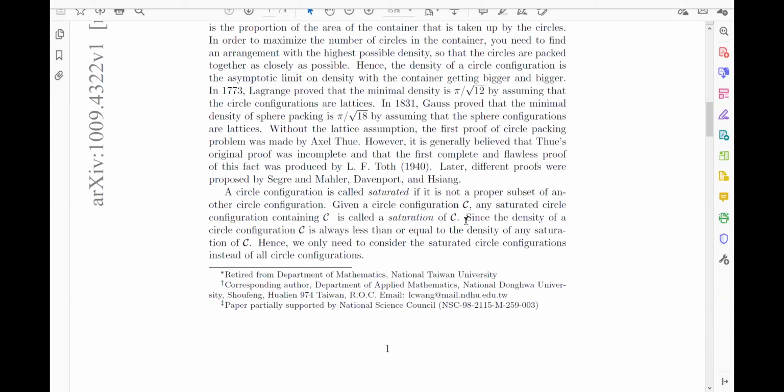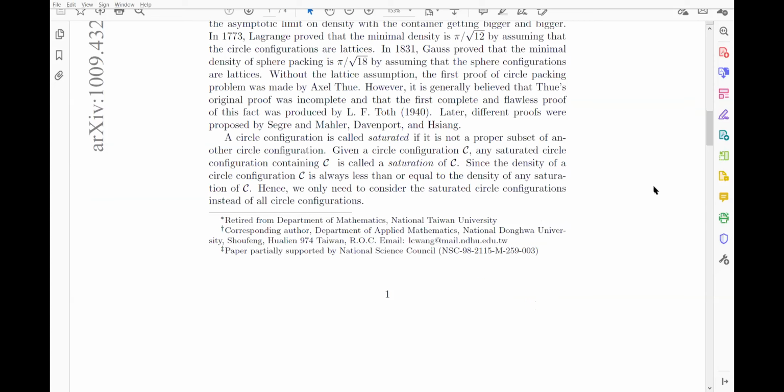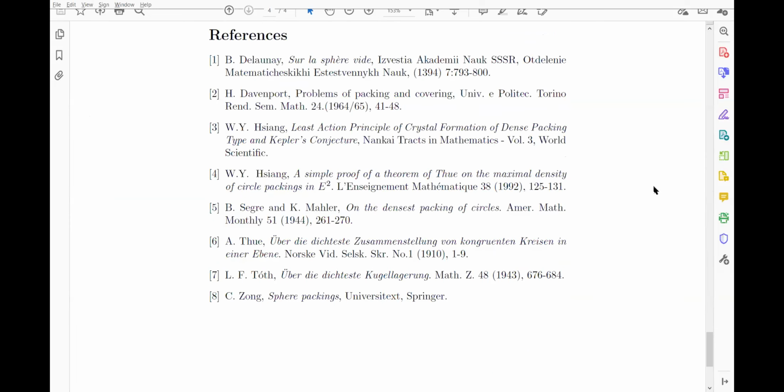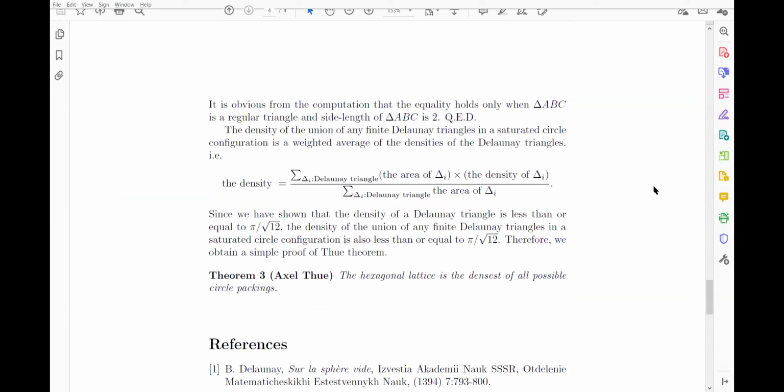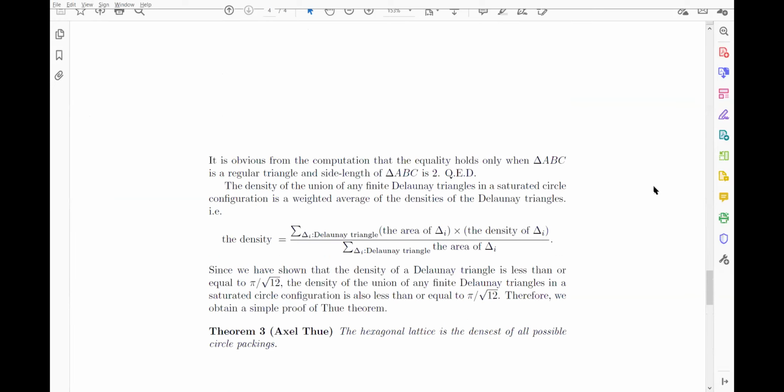Since the density of a circle configuration is always less than or equal to the density of any saturation, we only need to consider saturated ones. This is the standard without loss of generality. So we've already done one of the 4 pages. And so the last page is actually maybe a third of text, but mostly it's going to just be references.